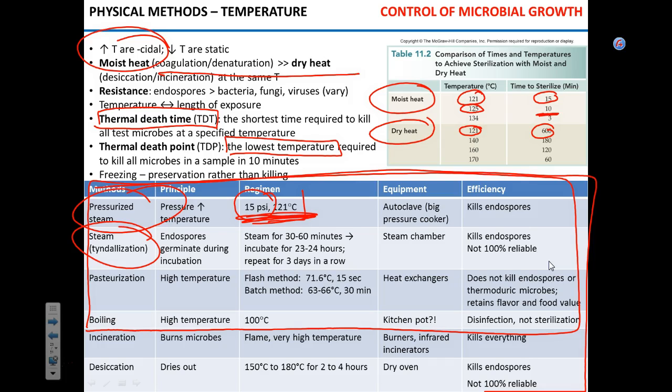Steam. Not pressurized steam, regular steam. This method is also called Tyndallization. It was developed by John Tyndall in, I want to say end of 19th century, but I'm not really sure about the time frame. Anyway, so here's how it works.